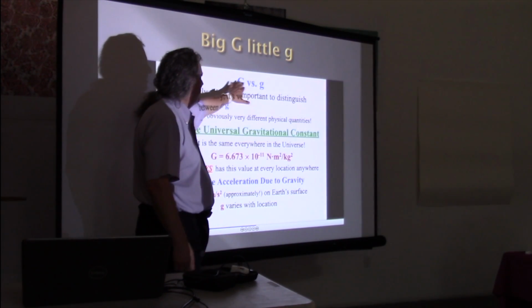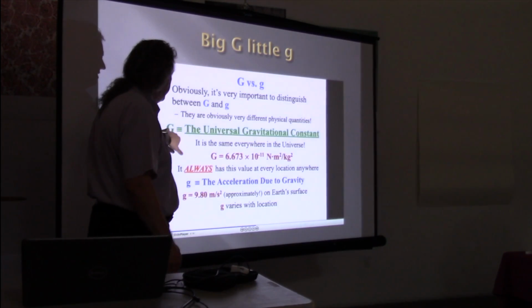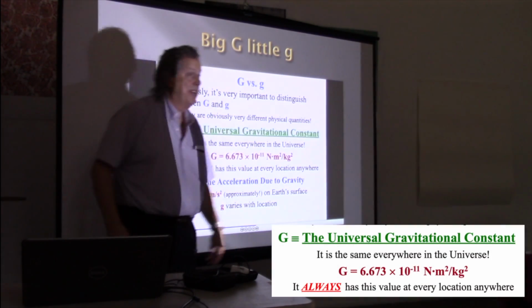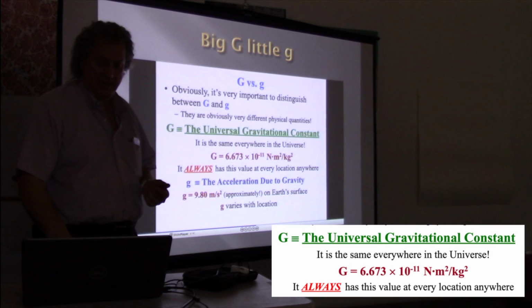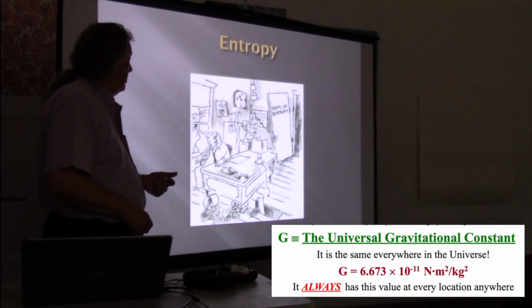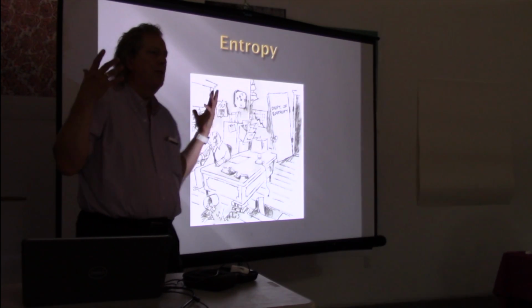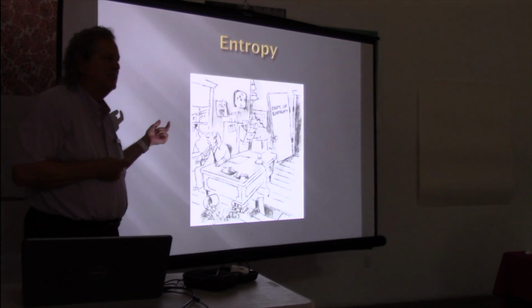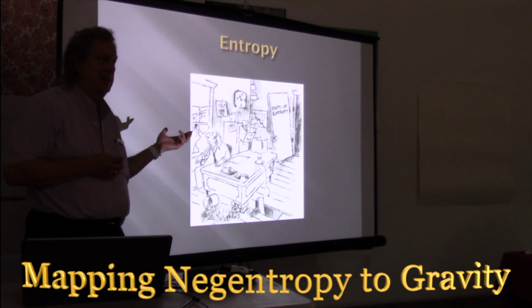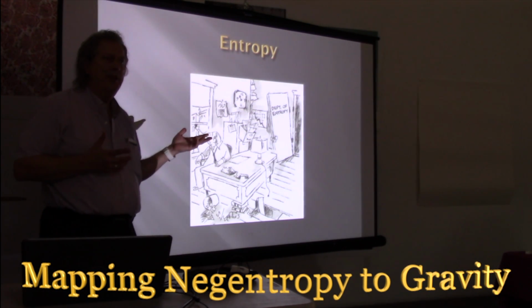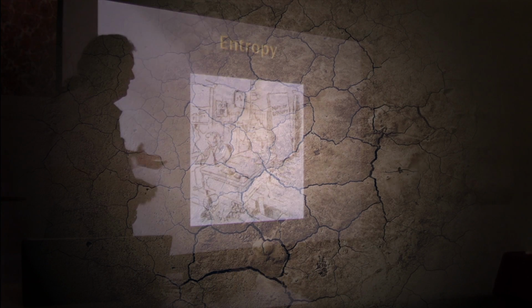This page is talking about the big G versus little g. We're not going to get into little g. The big G is all we're interested in, the gravitational constant, because we are mapping onto our equation that gravitational constant. But instead of using gravity, we're going to use negentropy. Okay? To talk about negentropy, we need to talk about entropy first.